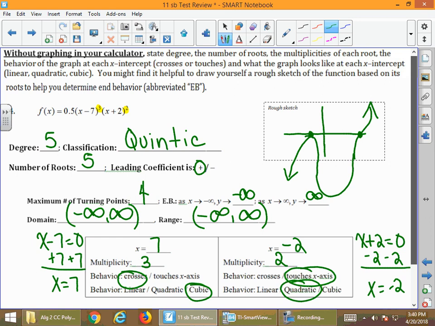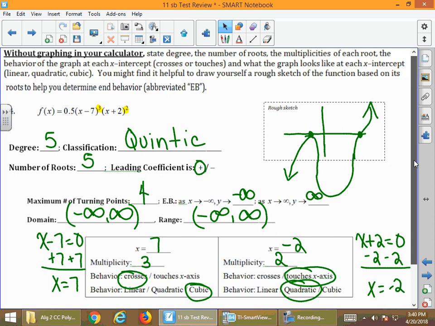By the way, I know it says without graphing it in your calculator. Worst comes to worst, draw it in your calculator. It's not going to show up very well, at least not the whole thing, but it might give you some idea of the rough sketch for you to be able to identify the end behavior if that's what you're struggling with.